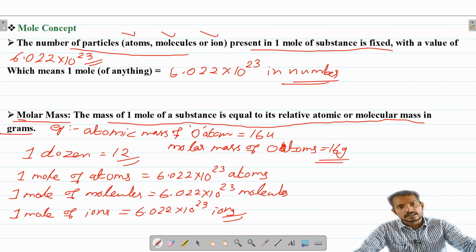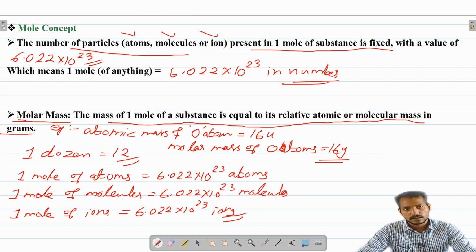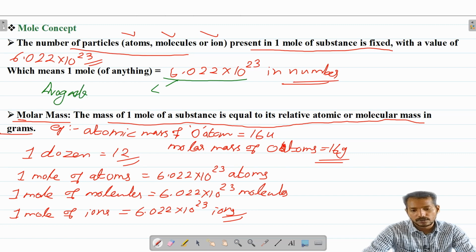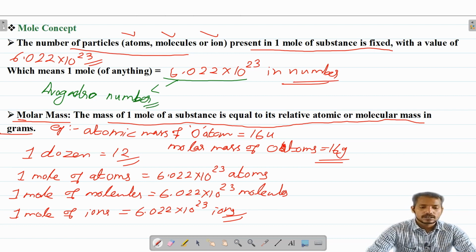Clear? If you take any other number, like 1 mole equal to 10 raised to 10 or 10 raised to 24, then the mass of 1 mole, or molar mass, of that substance will not be equal to the numerical value represented in grams. Clear? Because of this reason, we take the value 1 mole is equal to 6.02 into 10 raised to 23. It is experimentally proved. And the number 6.02 into 10 raised to 23 is known as the Avogadro number. Avogadro is the scientist who gave the concept of this number. Okay. Let's take another example.